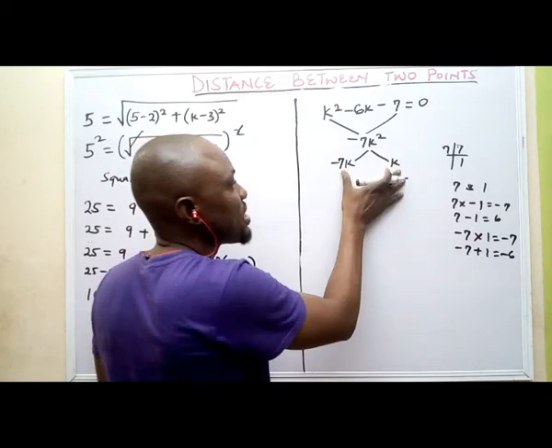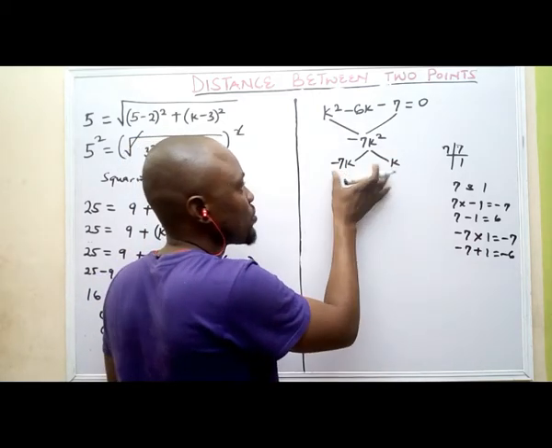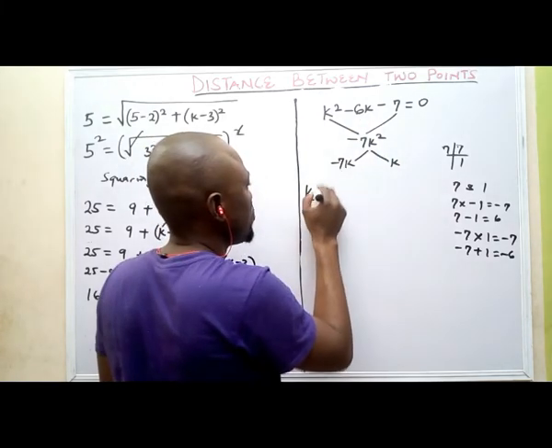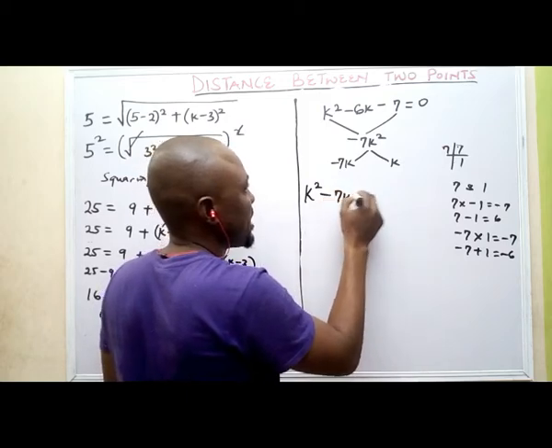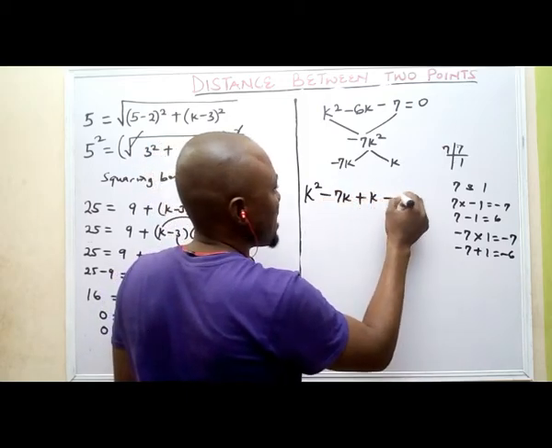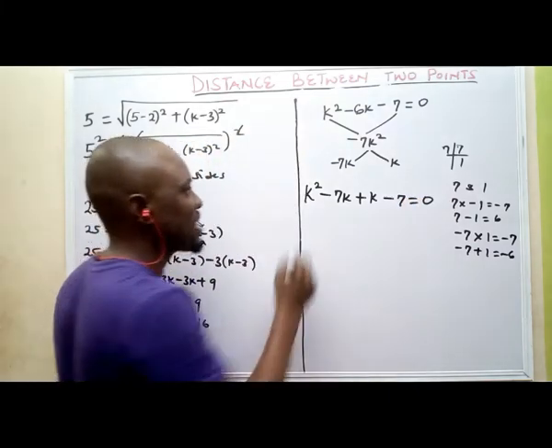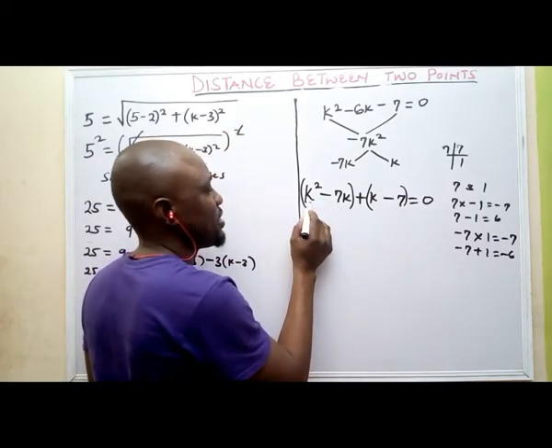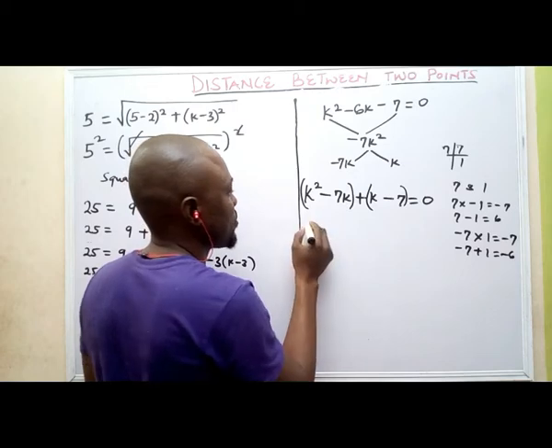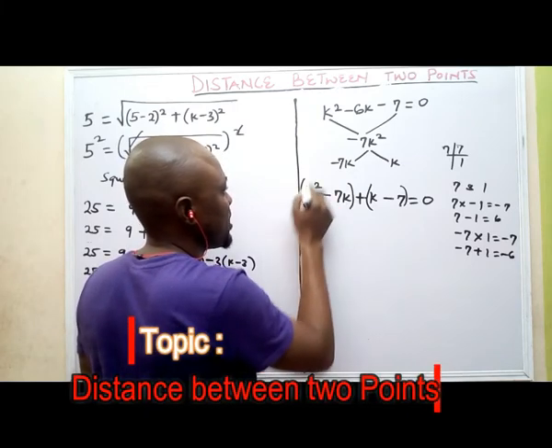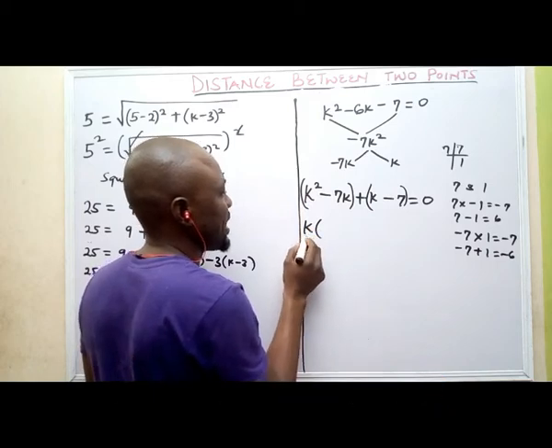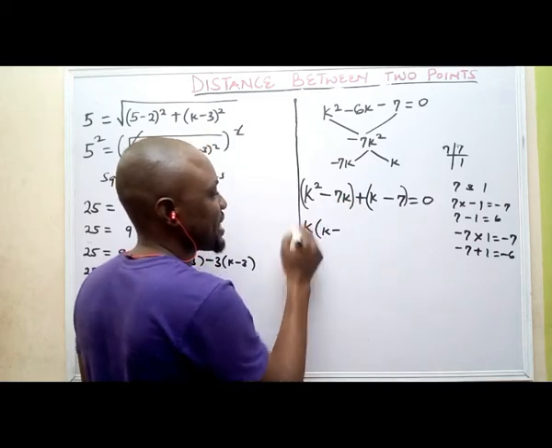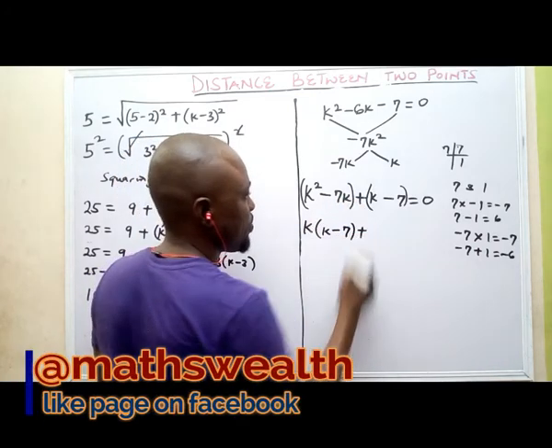Now the next thing, I'm going to replace the middle term with minus 7k and k. If I do that, this will be my new expression: k squared minus 7k plus k minus 7 equals 0. Now the next thing is to group them. I'm going to find the highest common factor between k squared and minus 7k. So I'm going to take k as the highest common factor. k squared divided by k will give me k, and minus 7k divided by k will give me minus 7.